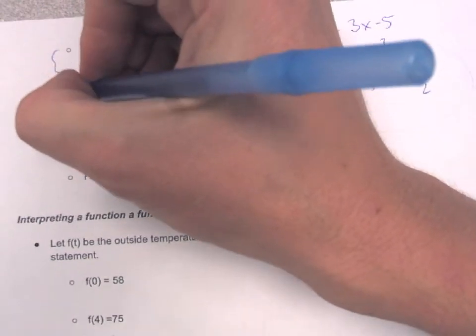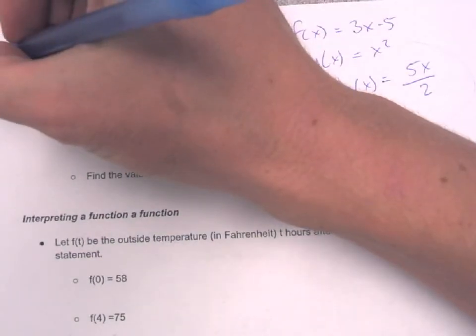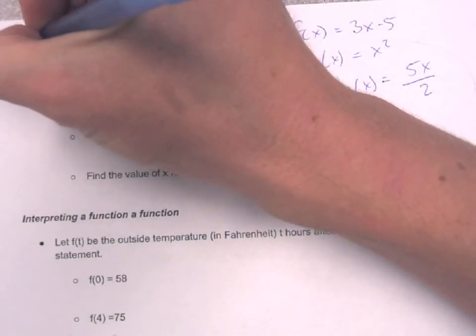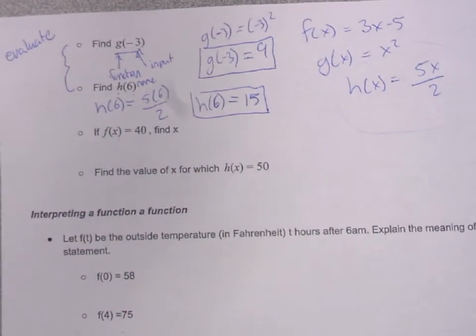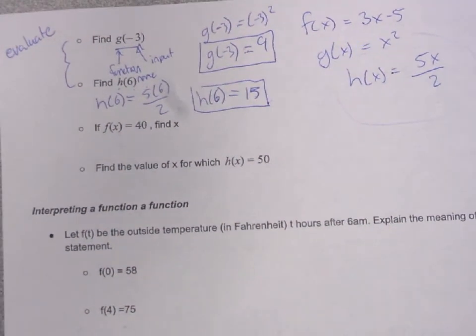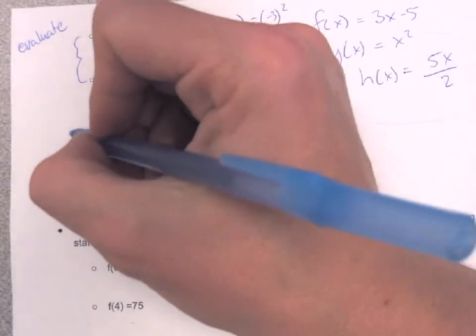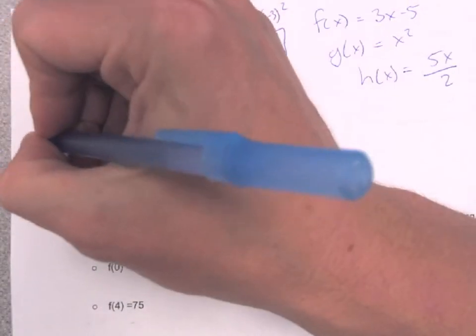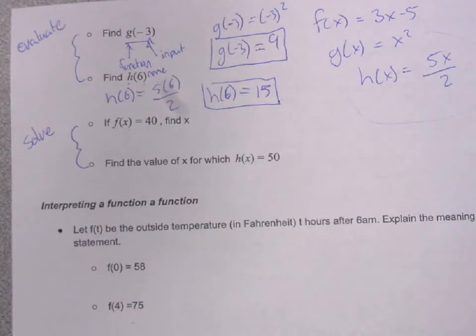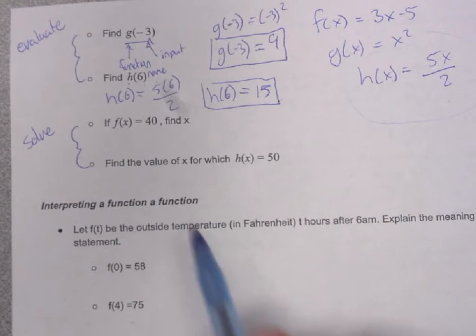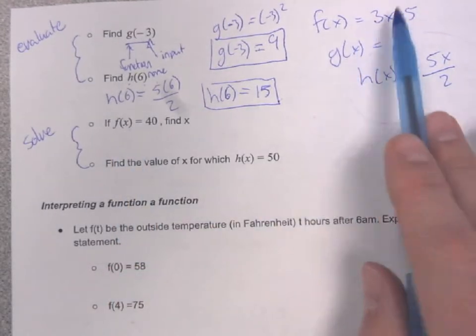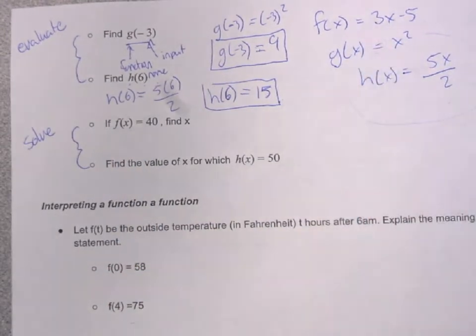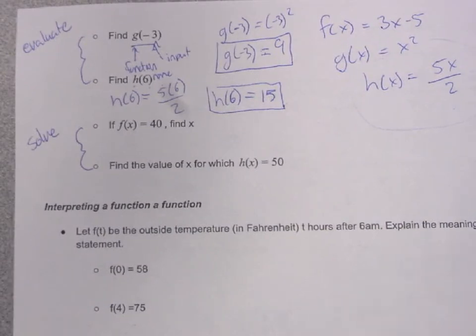So these two problems right here are evaluate problems. They give me the input, and I've got to find the output. These two problems right here are going to be backwards. These are going to be solving problems. I'm going to be given the output, and I'm going to go back and find the input. So if we look at f of x, this is the same f of x we're using. We can translate this back if we want to use y values.